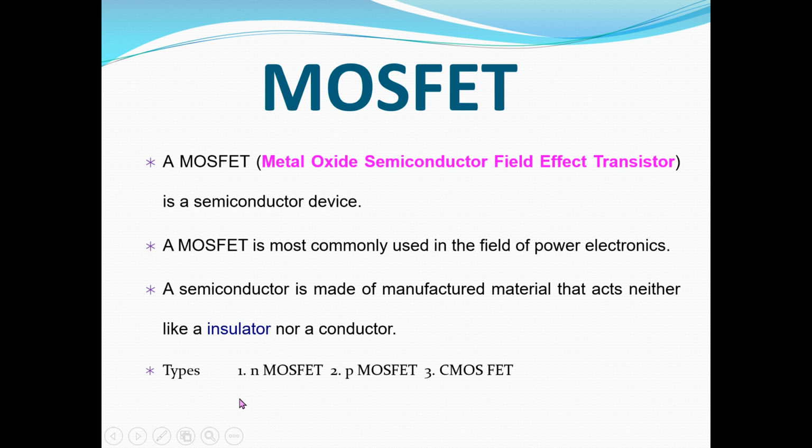Then the types of MOSFET. There are two types of MOSFET basically: the N MOSFET and the P MOSFET. N means N channel MOSFET, P means P channel MOSFET. Then by the combination of these two, N channel and P channel MOSFET, a third kind of MOSFET has come up, called CMOS. What does C indicate here? C stands for complementary, and MOS stands for metal oxide semiconductor. So CMOS is a device, or a transistor, designed or manufactured with the combination of PMOS and NMOS transistors. So these are the different kinds of MOSFETs.